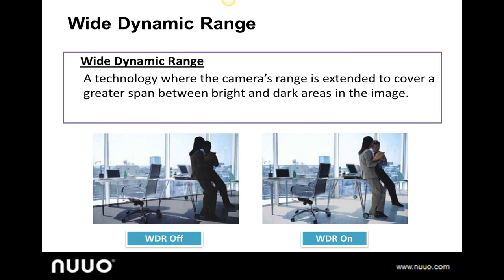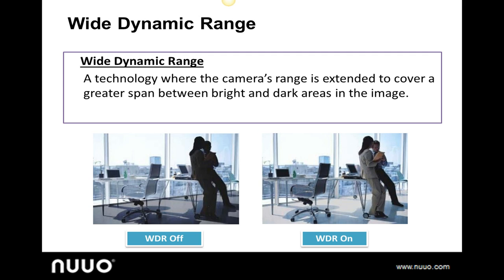Okay, so I want to introduce another feature that I believe is very common in the current IP camera market. It's called wide dynamic range. So what is wide dynamic range? It's a technology where the camera is tended to cover a greater span between bright and dark areas in the image, so as the light level falls, there's a technology to increase image visibility.